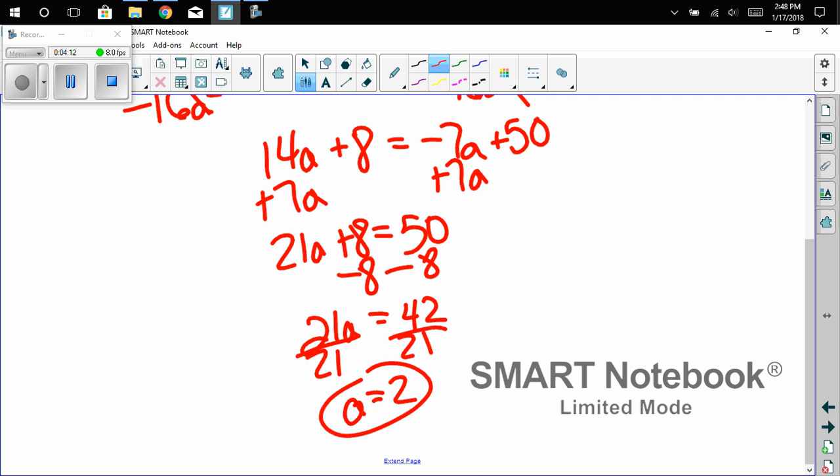And that's basically all there is for multiplying a polynomial by a monomial.